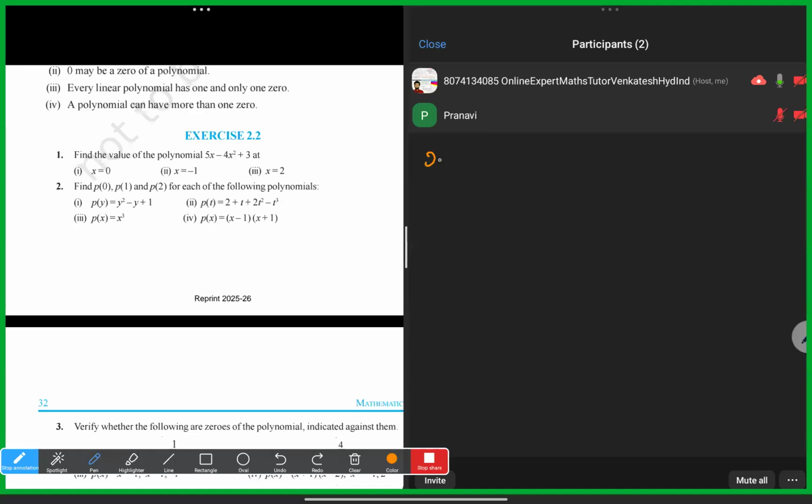So second question, for every polynomial, we need to find out, this is the given polynomial for the first one. Okay? We need to find out p of 0, p of 1, and I'll write this on the top.